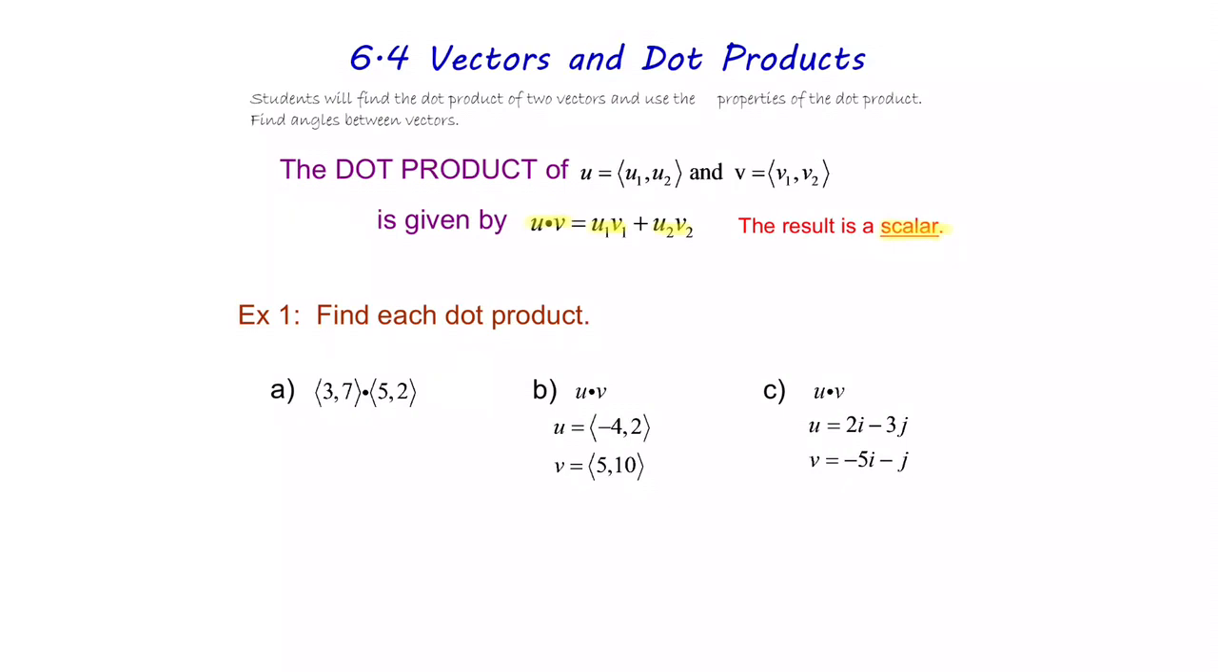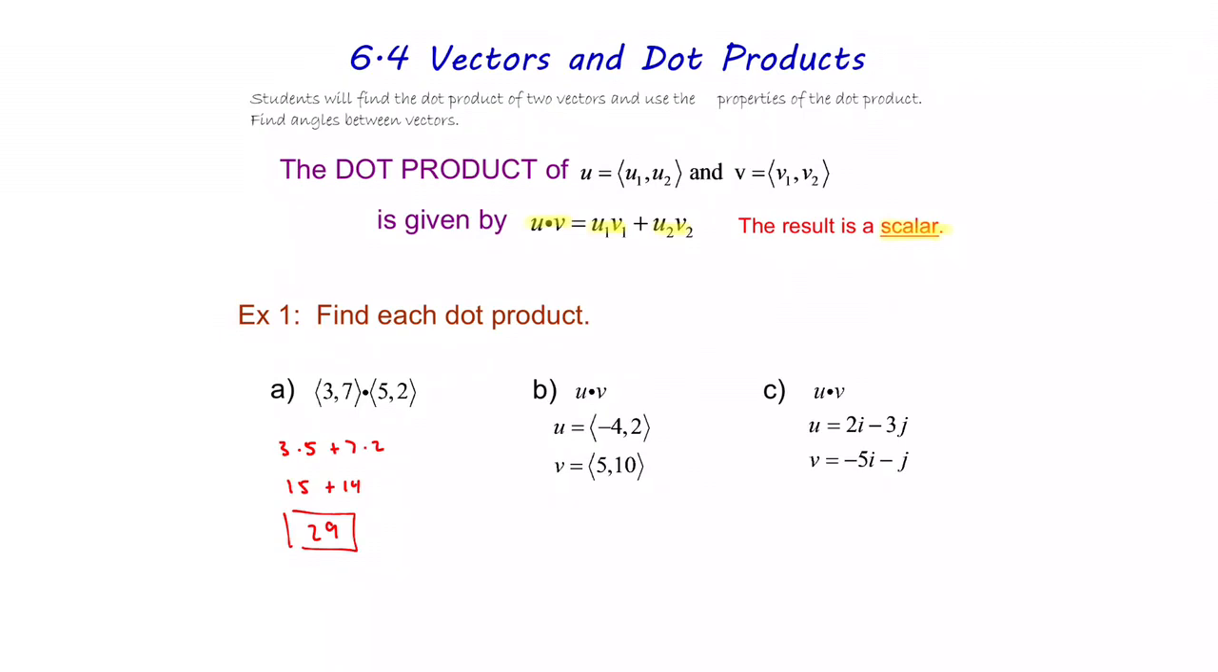Okay, so let's go ahead and practice just a couple of these to show you how to find the dot product. I've given you basically three different types of forms of vectors that we've talked about. On the first one, this is your component form, 3, 7 and 5, 2. Once again, this represents the dot product, not multiplication. So the dot product of these two vectors would be 3 times 5 plus 7 times 2. And that would be 15 plus 14, which is 29. So the dot product of those two vectors is equal to 29.